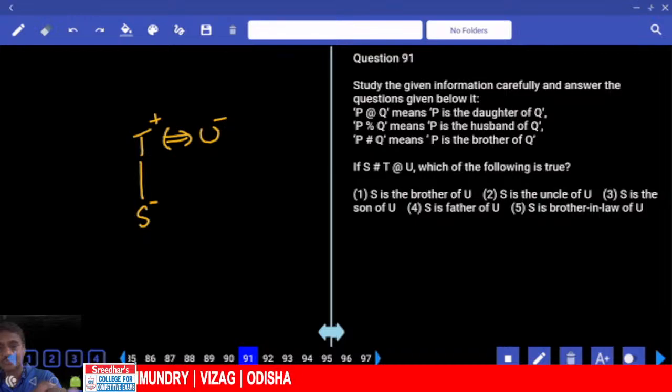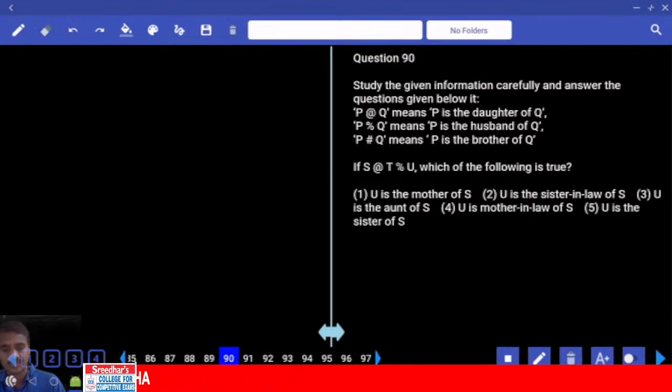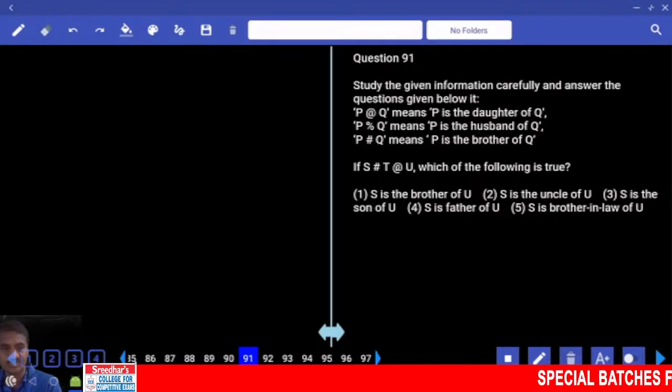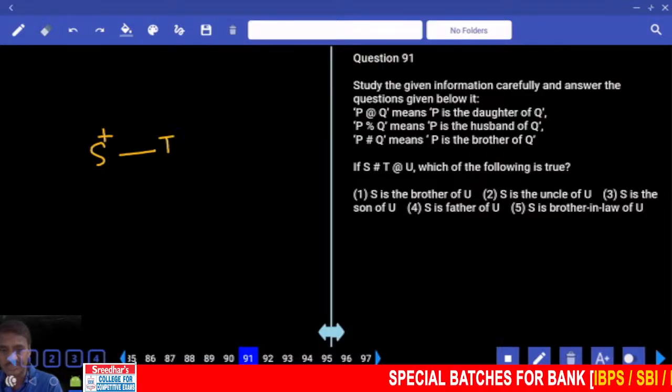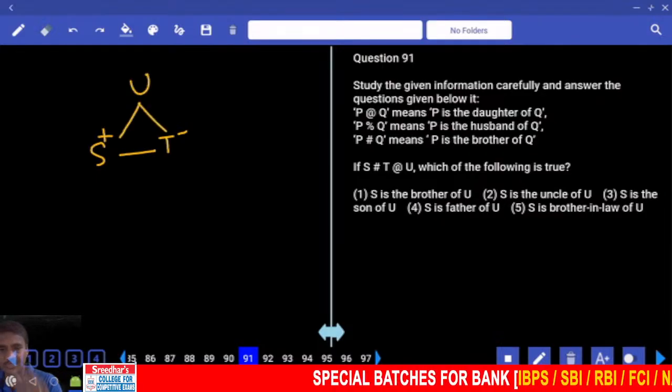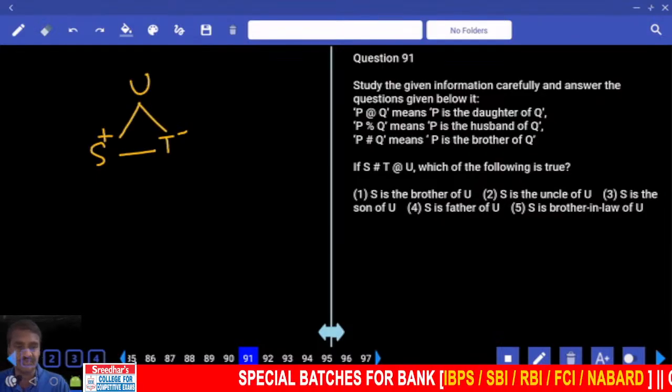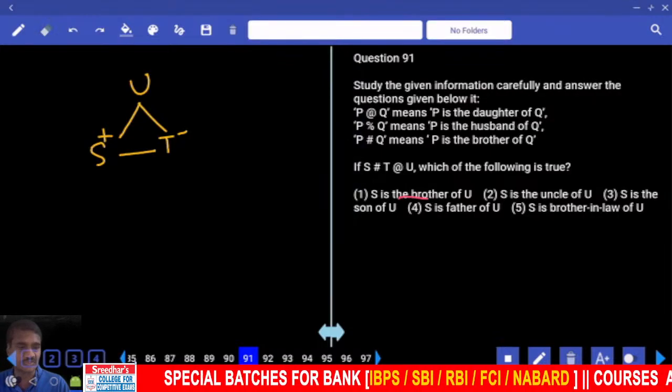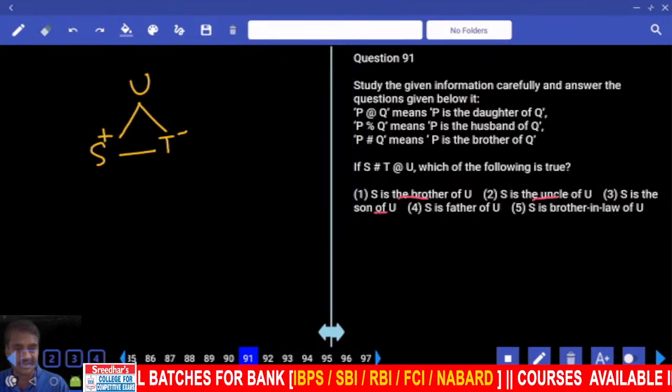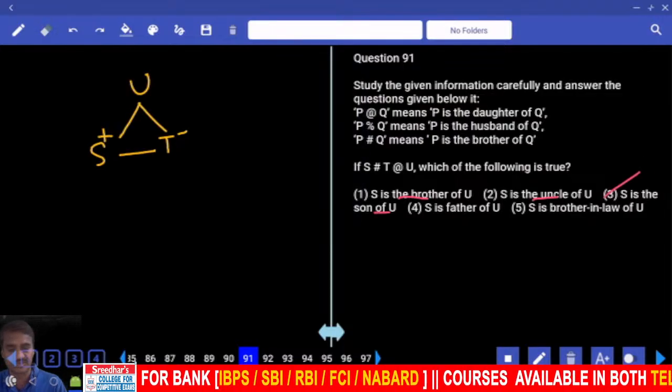91, S hash. Now, same statement? Different. Then 91, S hash means S is the brother of T, and T at the rate of U, and T is the daughter of U. Now, these two persons are the children of U, so S is the brother of U, false. S is the uncle of U, false. S is the son of U, yes, choice 3.